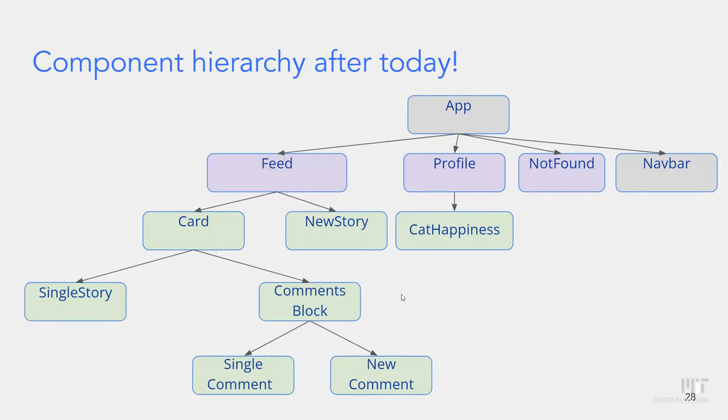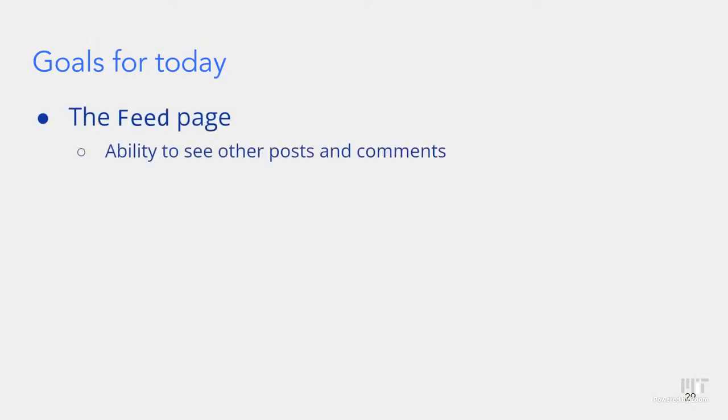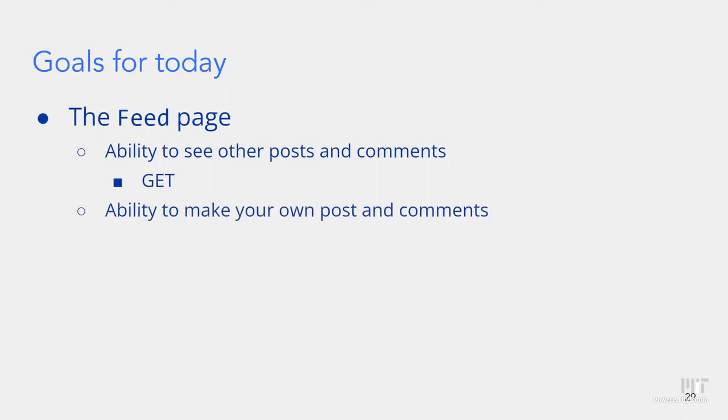Basically, we're just going to be implementing a posting system where you can post and you can also comment under each post. So our goal for today is to implement this feed page. We want to be able to see other posts and comments using a GET request, and we want to be able to make our own posts and comments using a POST request. We'll also be doing some front-end routing because we have so many new pages. We don't just have one page, so front-end routing will allow us to navigate through multiple pages.